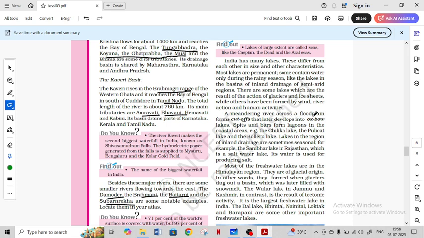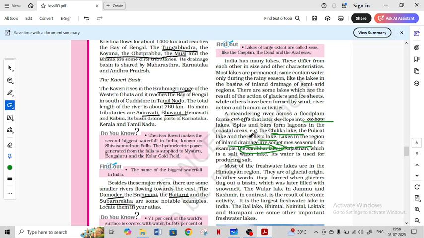Meander rivers across a floodplain form cutoffs that later form into an oxbow lake. Spits and bars form lagoons in the coastal areas, for example Chilka Lake, the Pulikat Lake, Koleru Lake. Lakes in the region of inland drainage are sometimes seasonal, for example Sambar Lake.